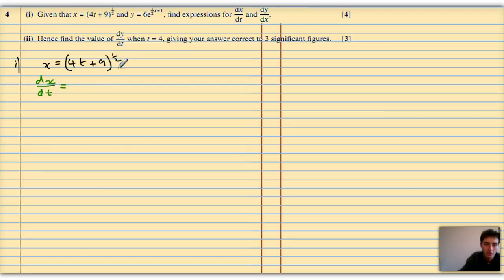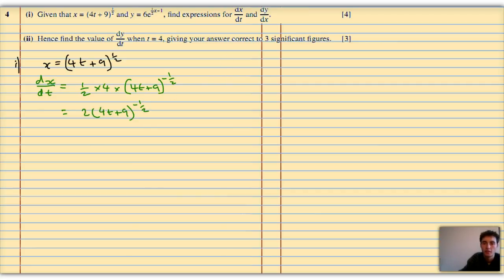This is a simple chain rule. So we get a half. This half is the power, so we times by half, and we reduce the power by 1, so we're going to get minus half. But we also have to differentiate inside the bracket. So when we differentiate inside the bracket, we get this 4, so it's times by 4. The bracket stays unchanged, and we reduce the power by 1. So I'm going to write that as 2(4t + 9) to the power of minus a half.